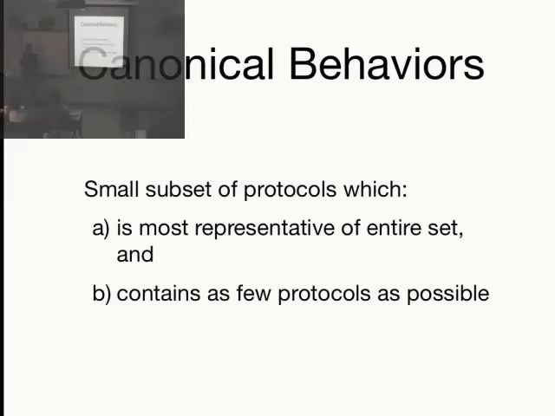So what I'm trying to do is automatically find what I call canonical behaviors, and those are a very small subset of protocols which are the most representative protocols in the set. We want it to be really small, because we just want a very small set of representative things. We can't say that they're all representative, and typically there might be a whole lot of them. We want to look for maybe 4 or 5 most representative items. So how do we go about doing that?